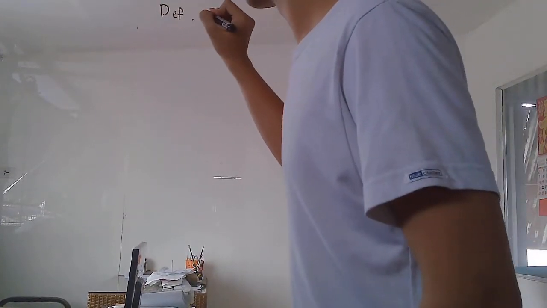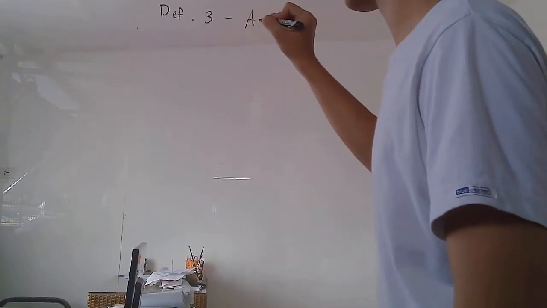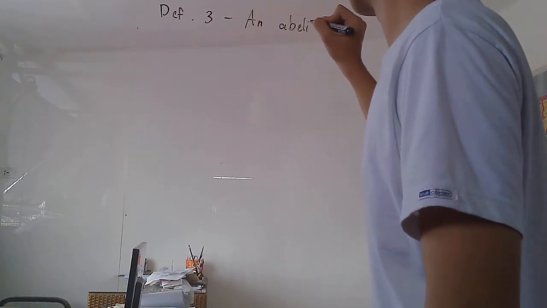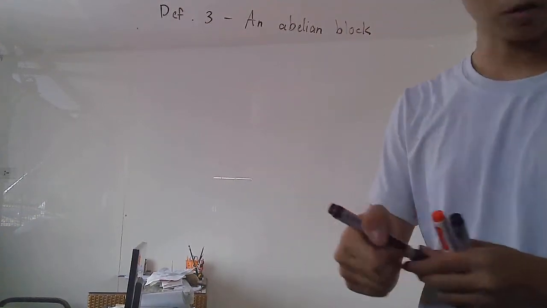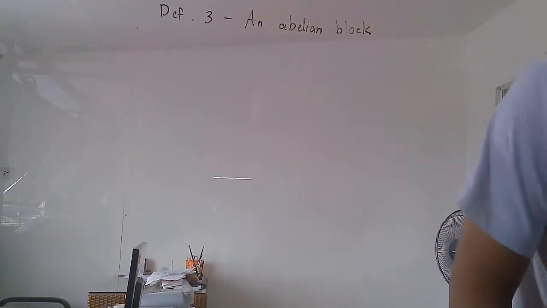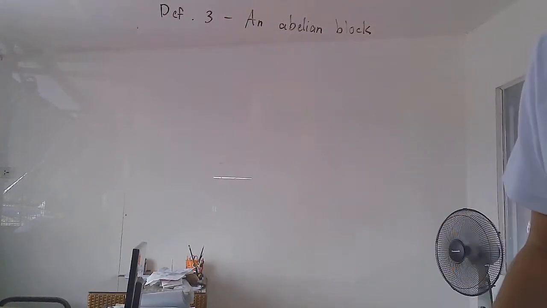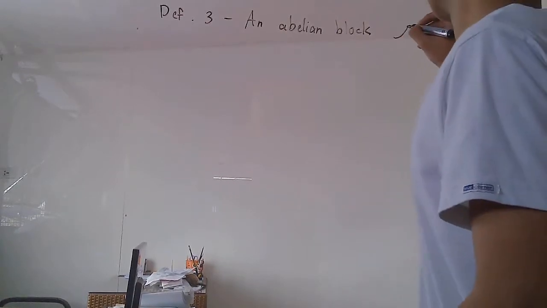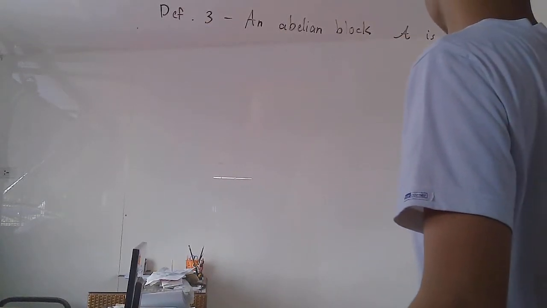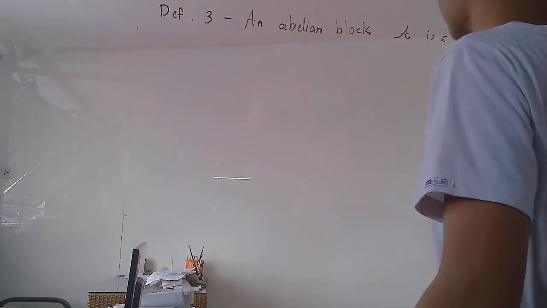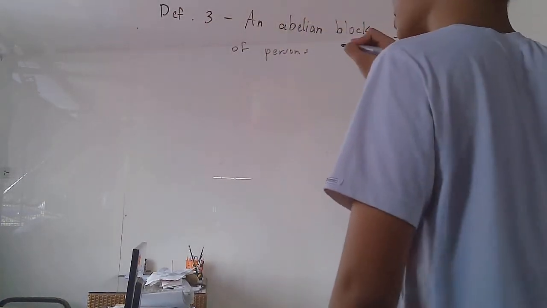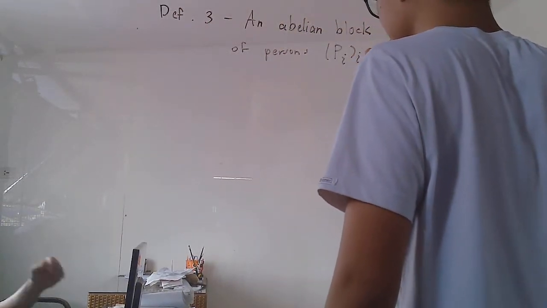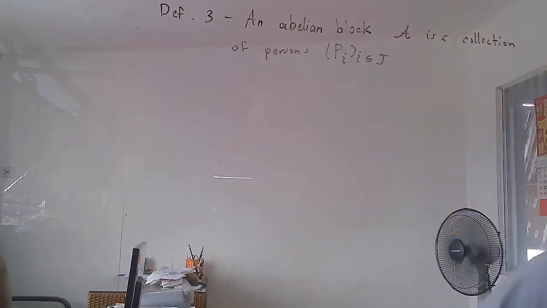Definition. A block, which I will call mathcal Alpha, is a collection of positions, which is P sub i indexed by a set J.